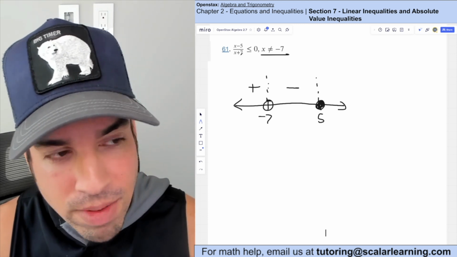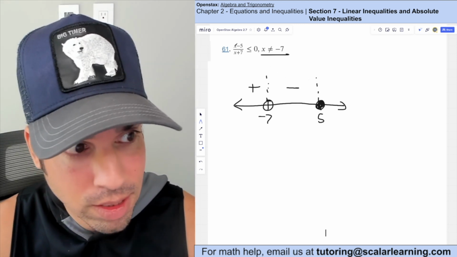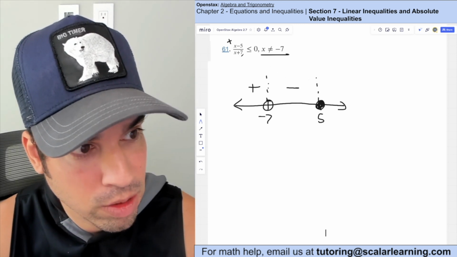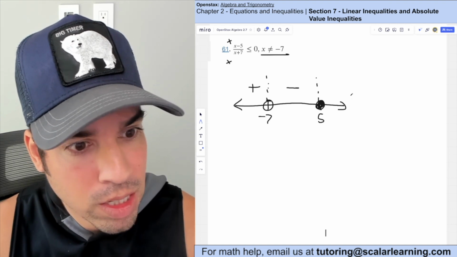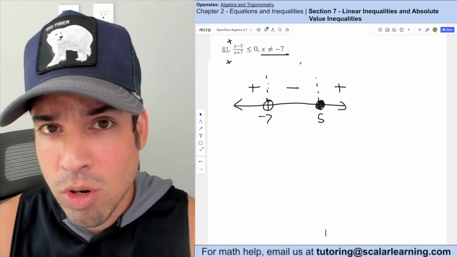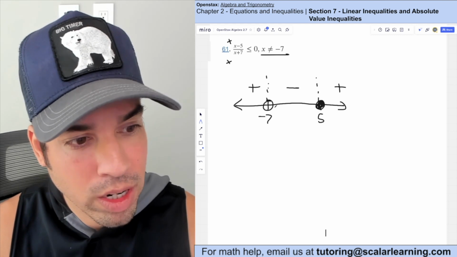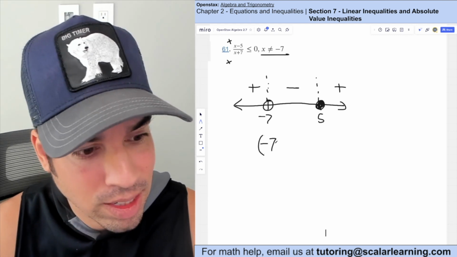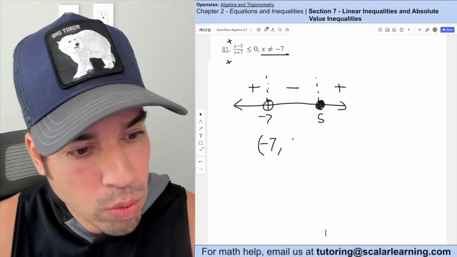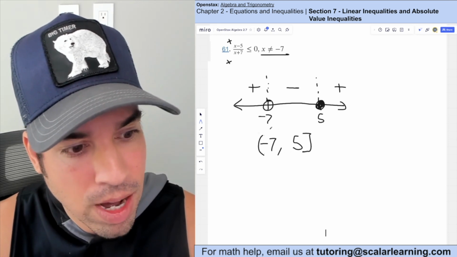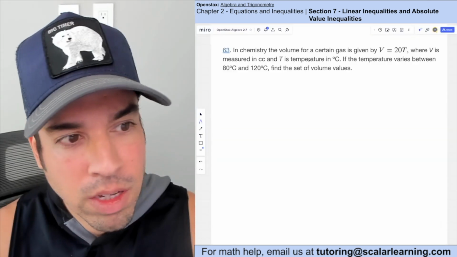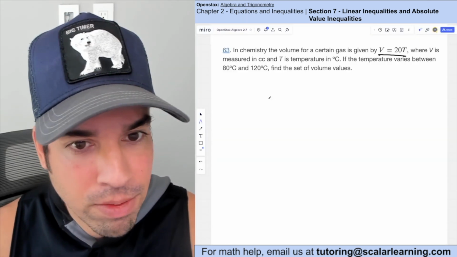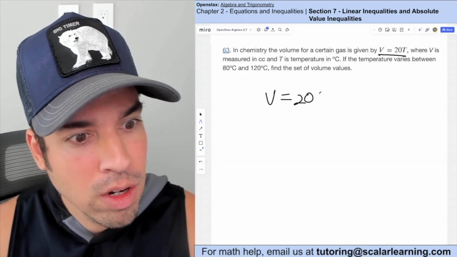Last but not least, we're going to look at values greater than 5. So I'll just say 6. 6 minus 5 is positive. 6 plus 7 is positive. Positive over positive is positive. That's, again, not part of our solution set. So where we're in good shape is everywhere from negative 7, but again, not including it because that gives me an undefined value, all the way up to and including 5. Boom, done.